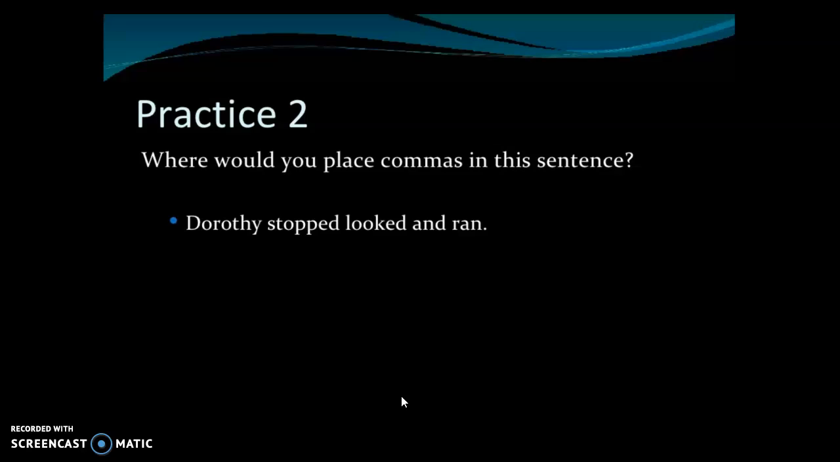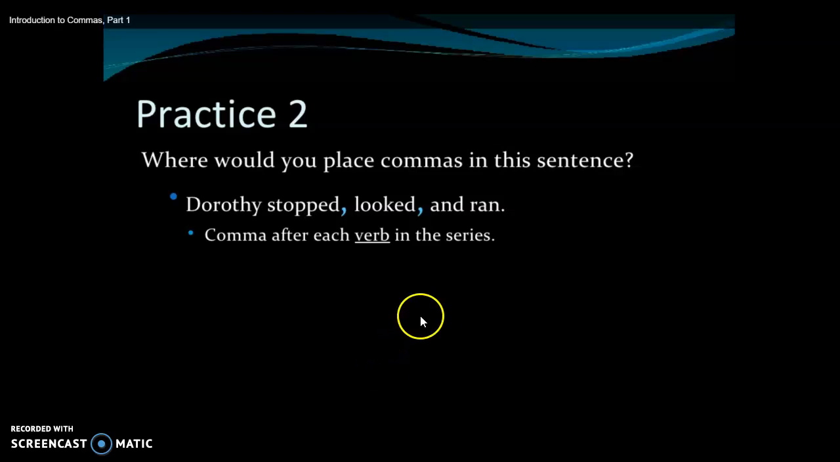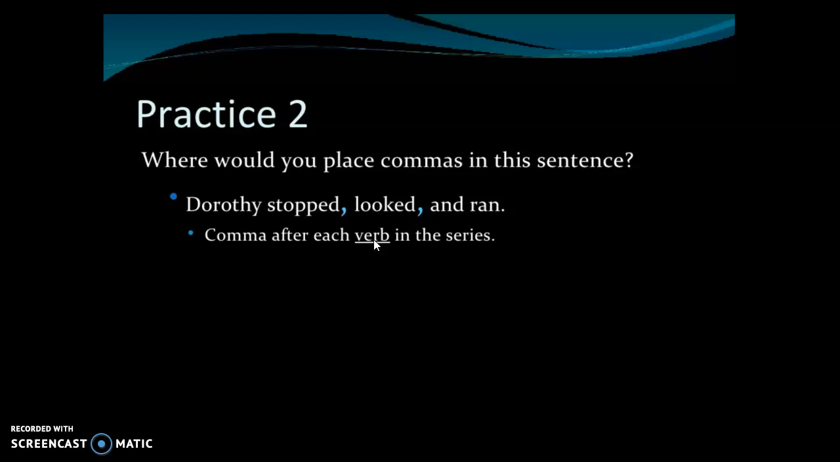Where would you place, this is a little more difficult, where would you place the comma in this sentence? Dorothy stopped, looked, and ran. Give you a second. Okay, let's look. The comma is after each verb in a sentence. Dorothy stopped, looked, and ran. Verbs. Remember what verbs are? Action verbs. So again, we have 3 verbs, so we need commas.